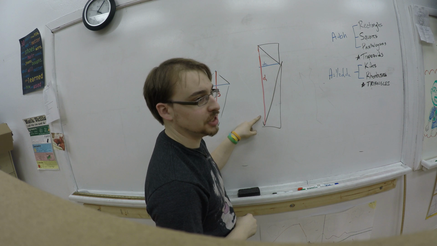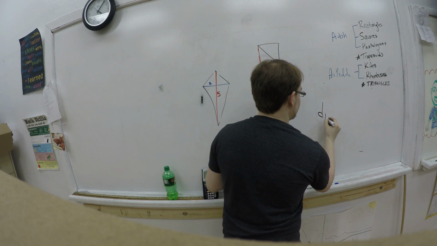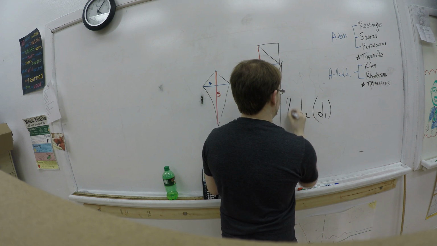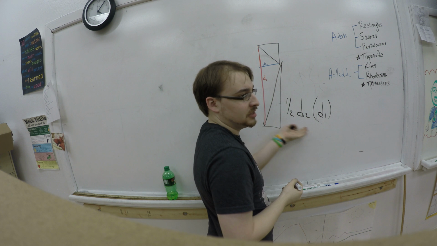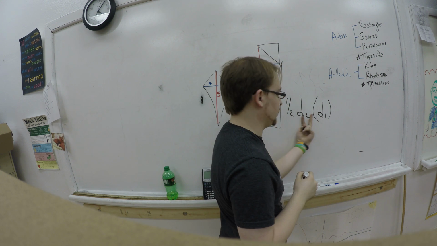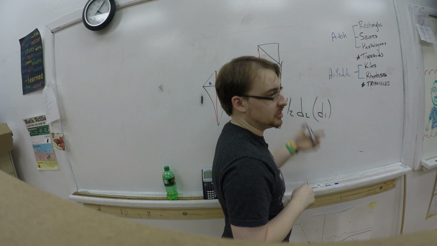Notice D1 did not change. What happened to D2? It got cut in half. So D1 is the same, and D2 got cut in half. Half D2. That's your formula, guys. A equals half D2 D1, or whatever you want to write it as. It doesn't matter the order. It's all multiplication. 2 times 3 times 4 is the same thing as 4 times 3 times 2.